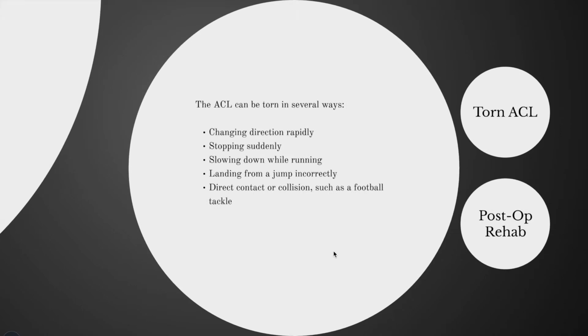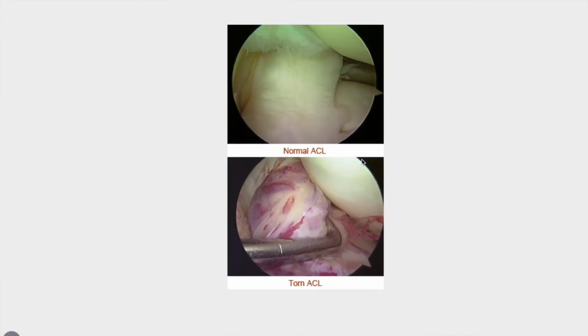So what causes the ACL to tear? It can be torn in several ways, actually. Changing direction rapidly, stopping suddenly, slowing down while running, landing from a jump incorrectly, or direct contact or collision, like a football tackle. In this picture, you'll see a normal ACL and what a torn ACL looks like.